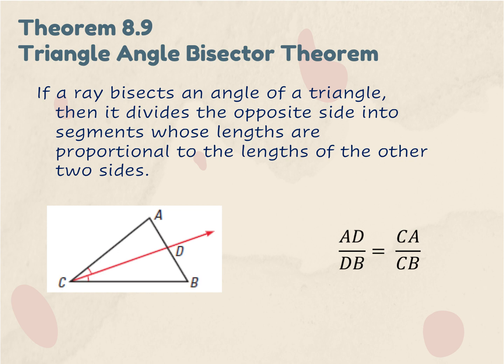We have theorem 8.9, the triangle angle bisector theorem. It states that if a ray bisects an angle of a triangle, then it divides the opposite side into segments whose lengths are proportional to the lengths of the other sides. So if they're telling us AD, this whole thing over DB, is equal to CA, this whole thing over CB. So they broke this triangle up into 4 parts. But again, it's based on the angle bisector. So, what is it saying?